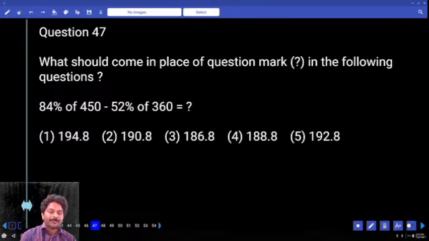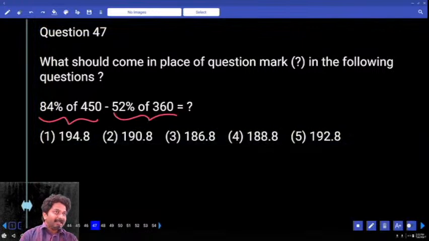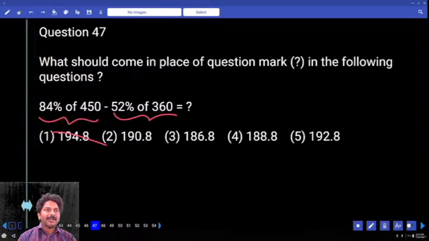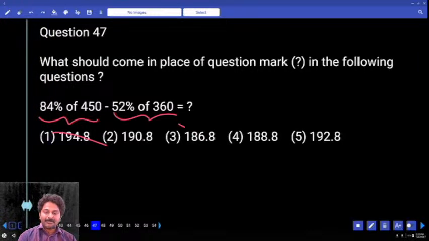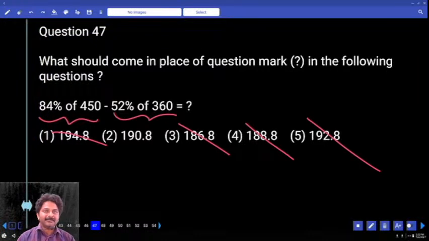Done? This is the first term, this is the second term. Correct? In the first term, do you have a 9 multiple? 450 is a 9 multiple. In the second term, do you have a 9 multiple? Yes, 360. So the first number is a 9 multiple, the second number is also a 9 multiple, the difference also. Can it be the first option? Can it be the second option? Hold it. Can it be the third option? Can it be the fourth? Can it be the fifth? Second is final. Followed?